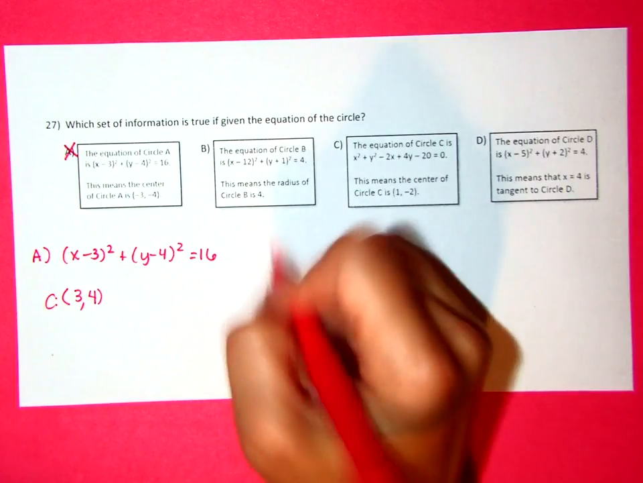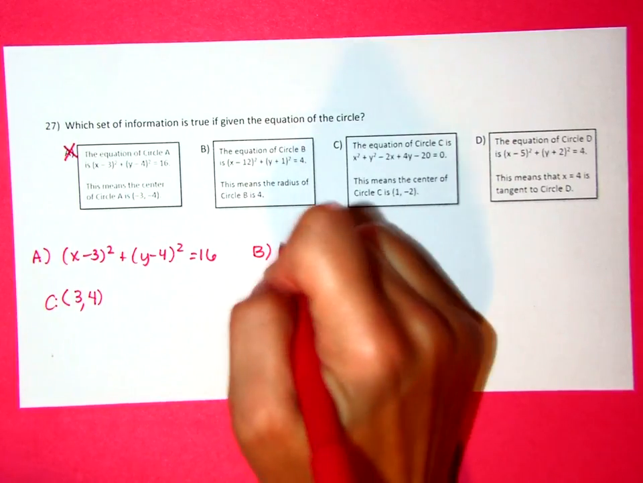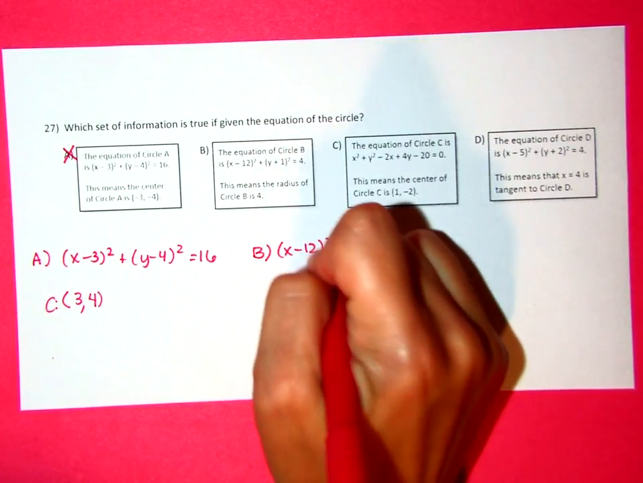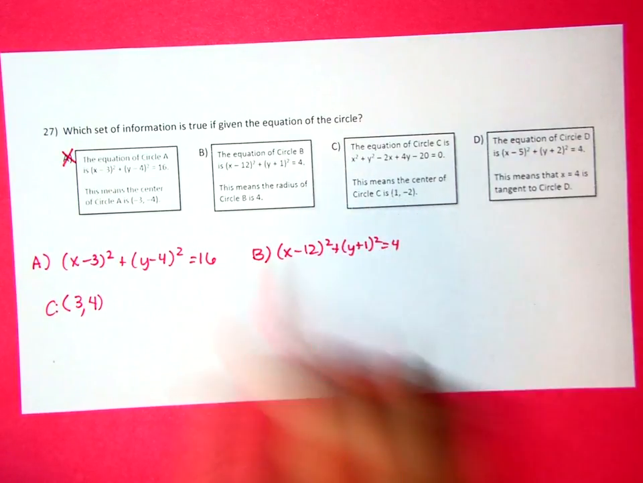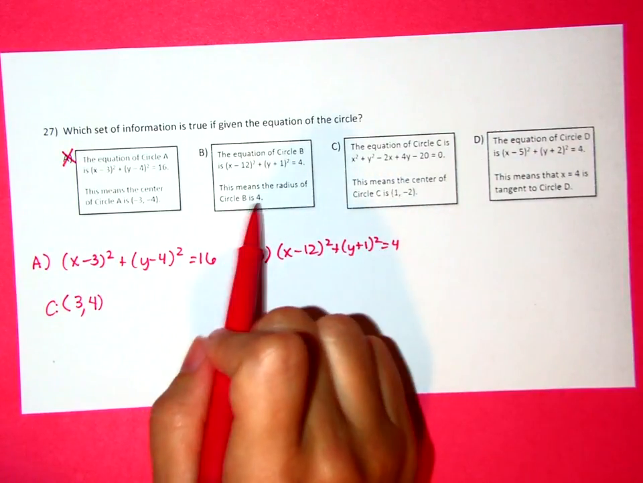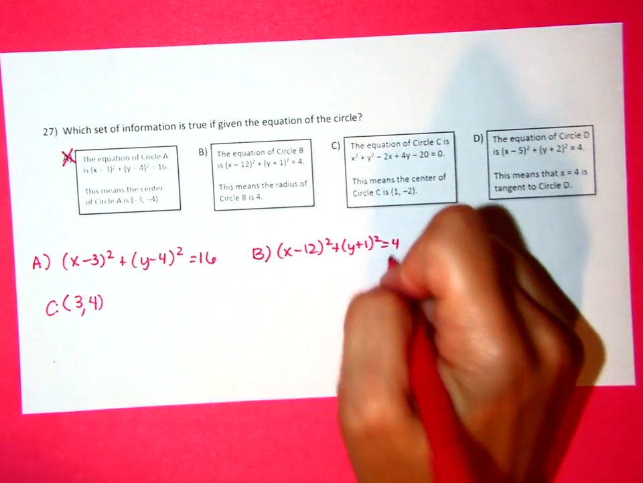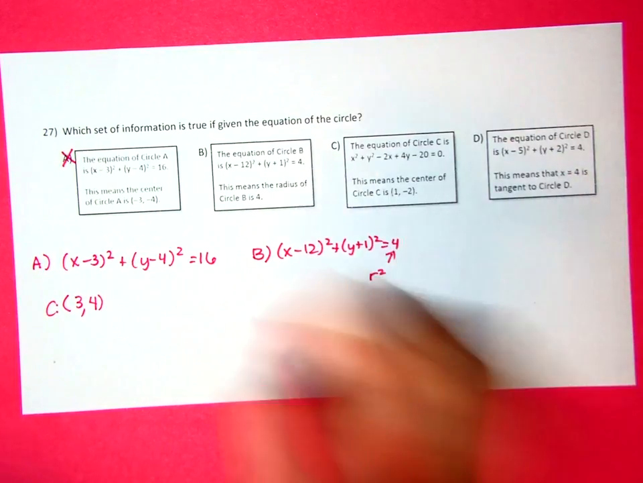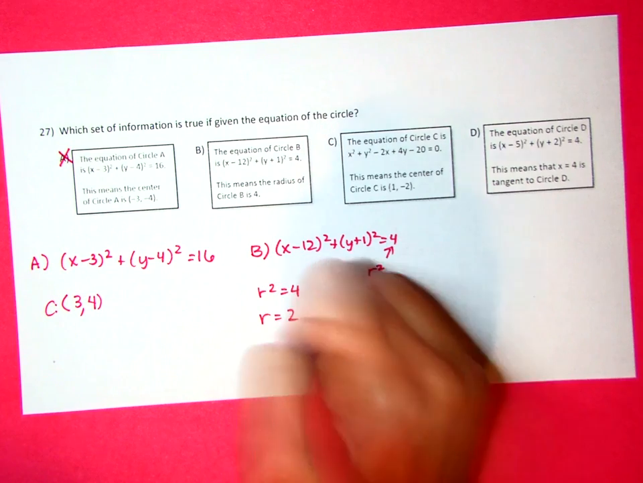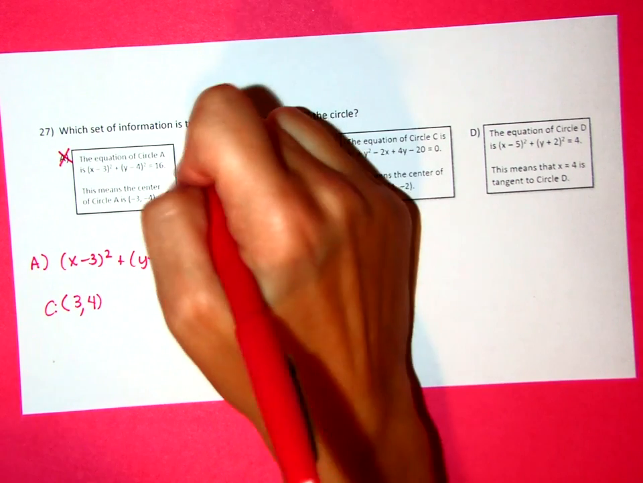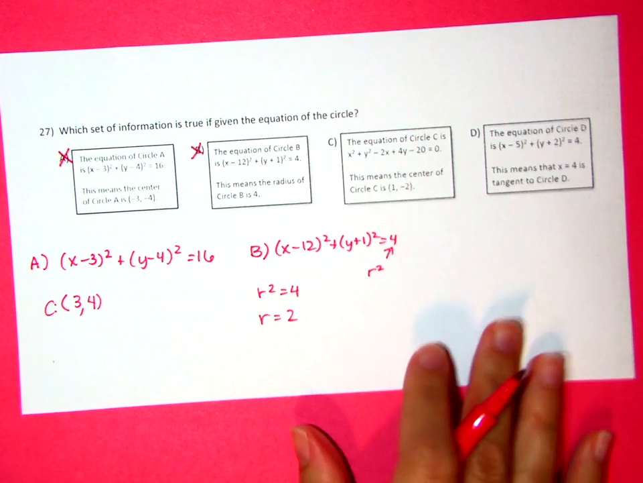Let's look at B. Here they give me my equation of the circle, so I'm going to go ahead and write that. X minus 12 squared plus y plus 1 squared equals 4. And it says this means the radius of the circle is 4. Well, remember, this is r squared. So r squared has got to equal 4. If we take the square root of both sides, the radius is actually 2. It's not 4. So B is not correct.